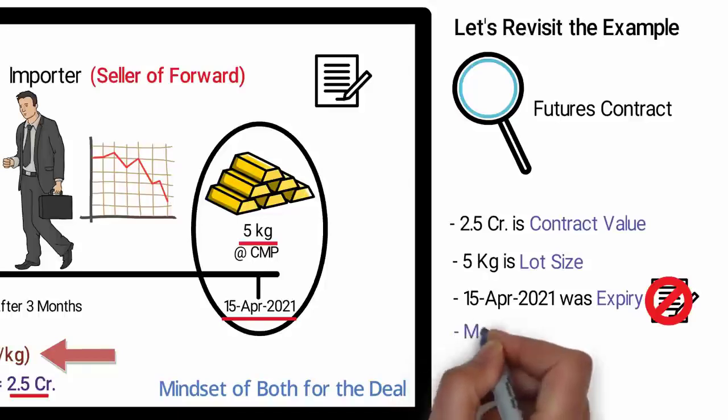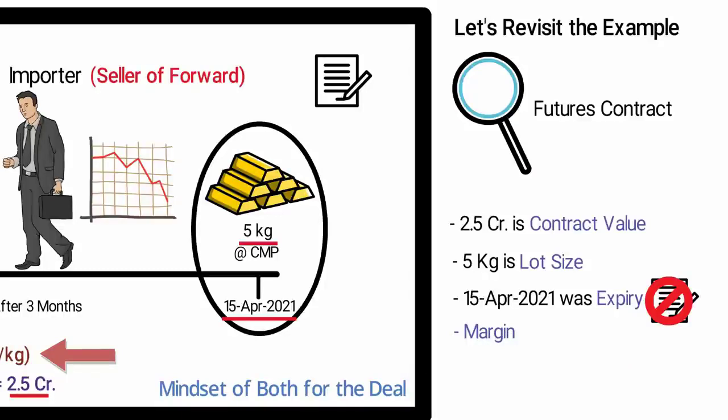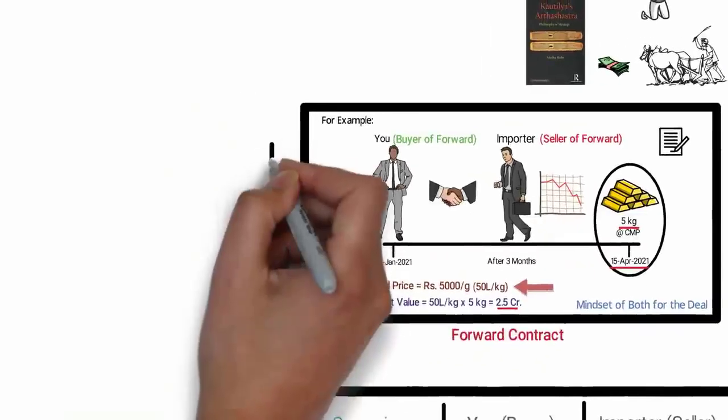Lastly, if I talk about margin, in our example, there is no exchange of money at the start of the deal. But in a futures contract, both parties have to put forward some token money that is called margin, which is some percentage of the contract value. So this is to cover the potential loss that can happen to any party. It is always in proportion to the expected movement.